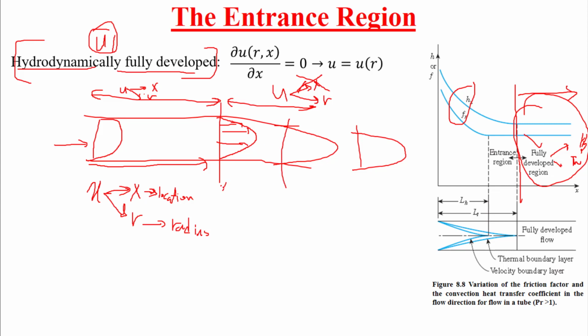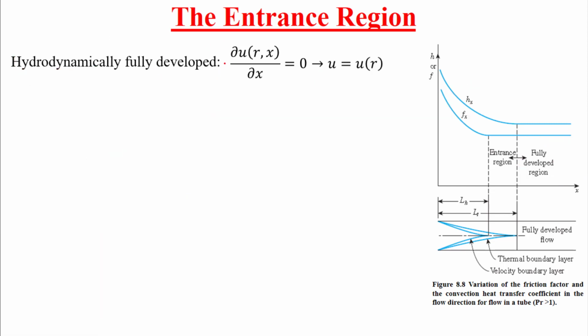But in terms of x, if this is x1, this is x2, I said that the profile repeats itself, same magnitude. So it is no longer a factor of x. It depends only on r. This is why if we take the partial derivative of the velocity profile with respect to x, we can say this is equal to 0. Why is it equal to 0? Because the velocity profile, which at the beginning is a function of r and x, in the fully developed region is no longer a function of x. It's only a function of r.